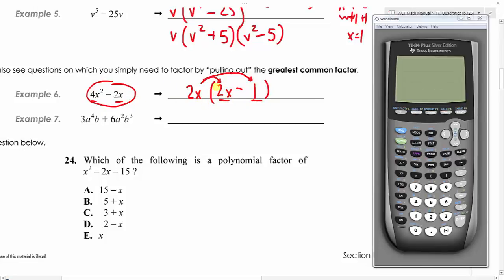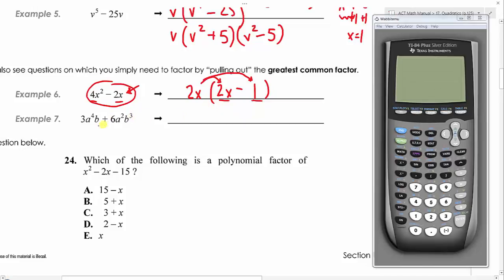And indeed, I can just check this out. 2x times 2x is going to be 4x squared, and then the 2x times the negative 1 is going to be the negative 2x. So again, I pull out the 2x, and I am left with, inside parentheses, a 2x and a negative 1, or 2x minus 1. So the two factors of this particular quadratic are 2x and 2x minus 1.